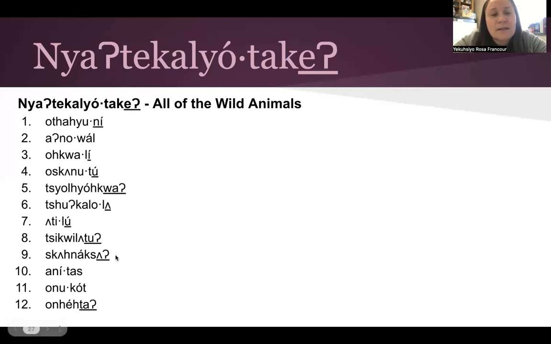Skatnux. Anidas, that's a skunk. Onungot is a weasel. Or the full word onheta, porcupine. Okay, so again: wolf, turtle, bear, deer, chipmunk, rabbit, raccoon, squirrel, fox, skunk, onungot, weasel, and onhet is a porcupine.